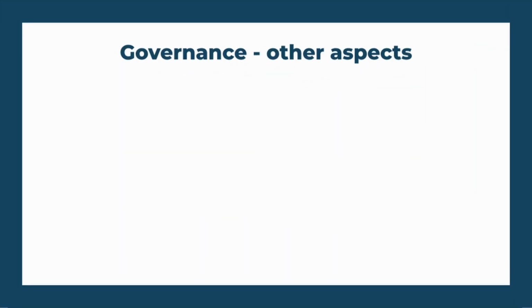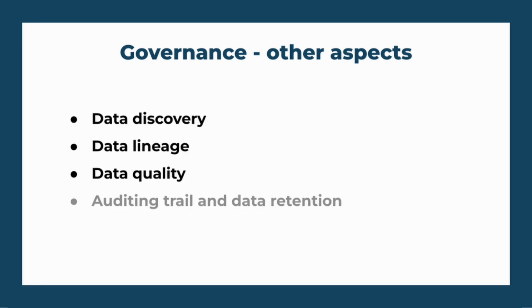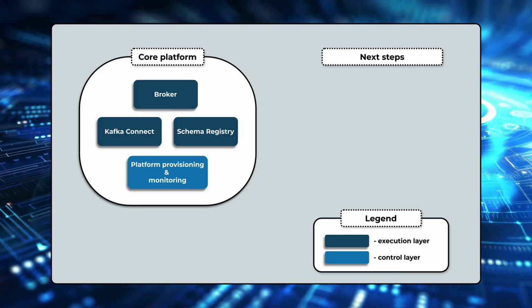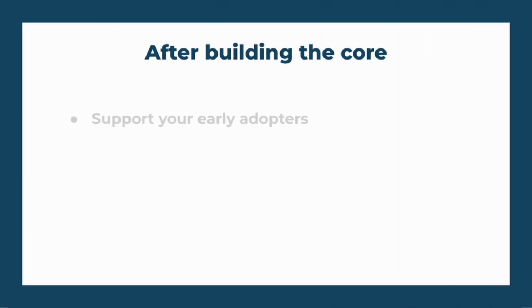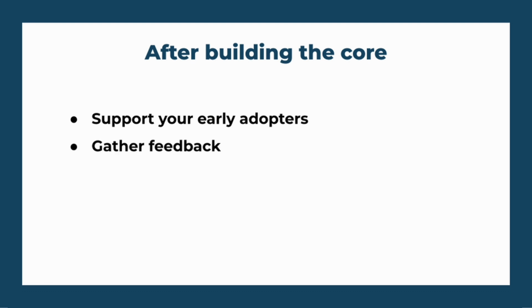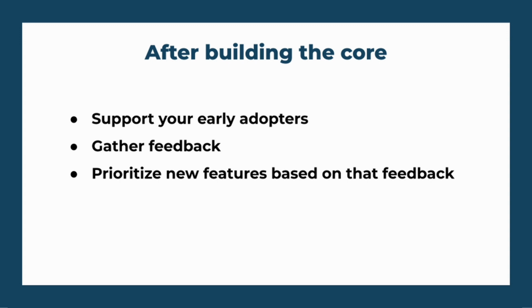As your platform matures, you'll likely need to address other areas of the governance function as well, like data discovery, data lineage, data quality, auditing trail, and data retention. The more mature your platform, the more features supporting governance it will need to incorporate. So there you have it, a look at the key components of a modern data streaming platform. Remember that building a successful platform is a long-term effort. While the beginning will often look similar, after you build the core, it's crucial to support your early adopters, gather feedback about what you already have and what's needed next, and plan your way forward based on that.